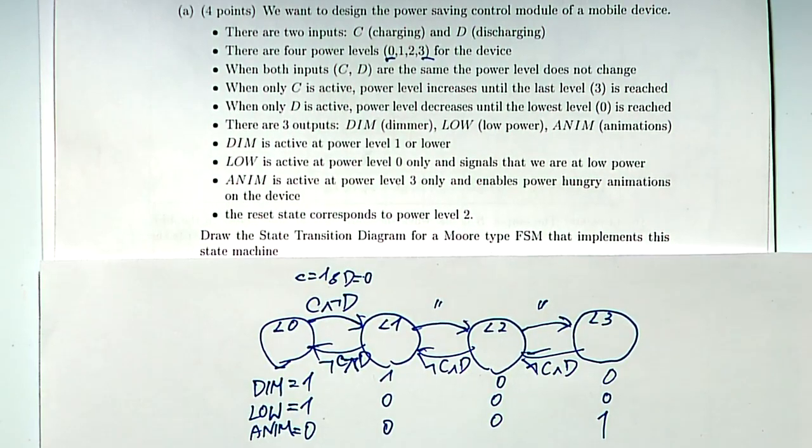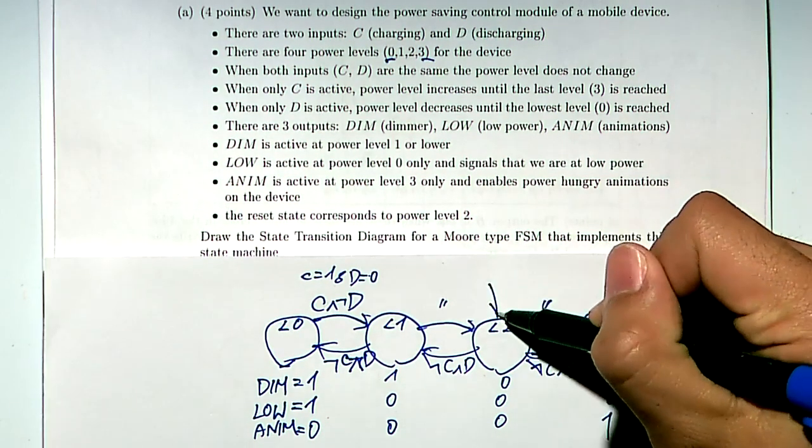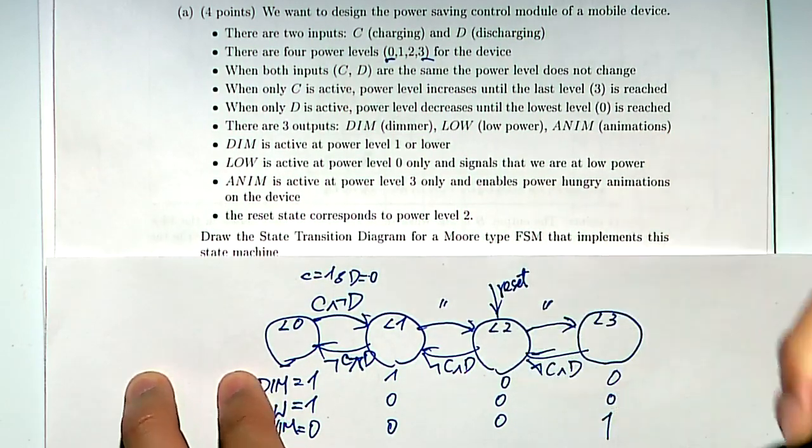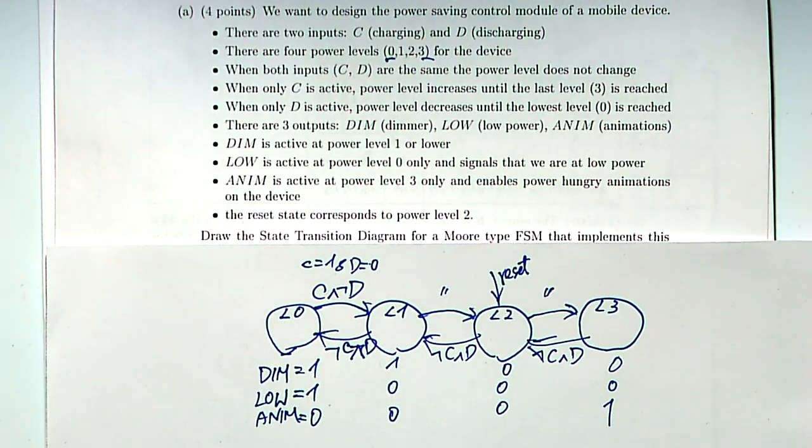So here in the statement it says the reset state corresponds to the power level 2. And this means that when reset is pressed, you want to restore the state into level 2, right? So remember, for every finite state machine, you should always have this initial state. We haven't drawn this yet. So given that reset resets to level 2, that would be your initial state. So you should always add this reset. And this is your initial state. Okay, guys?